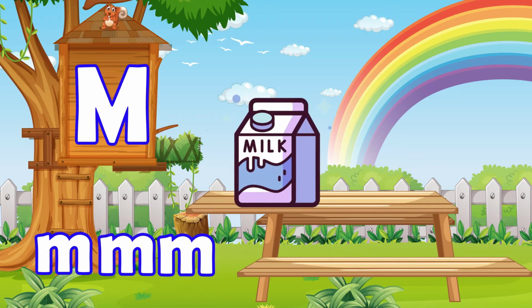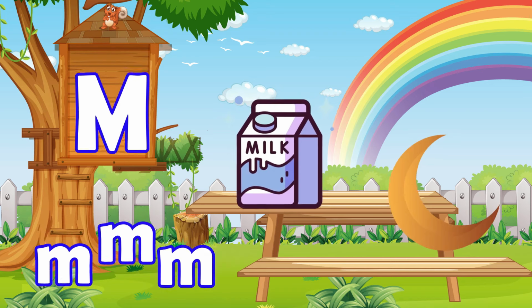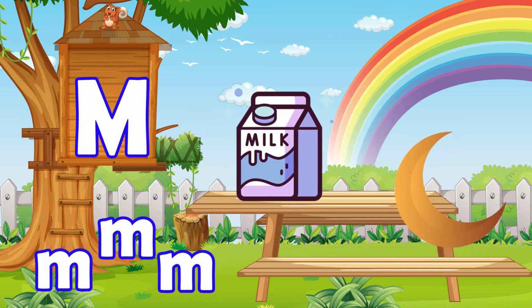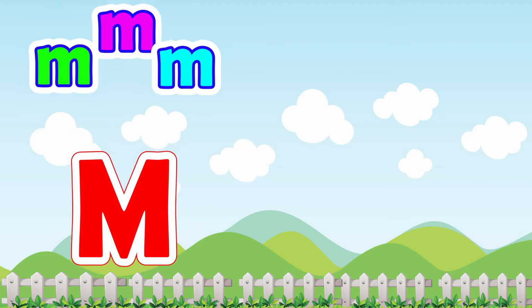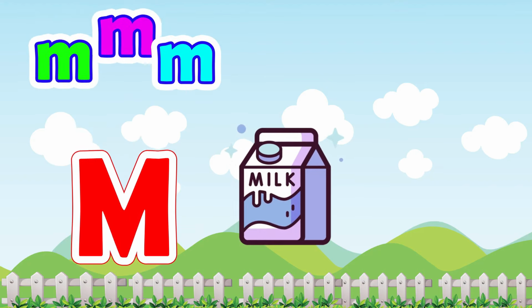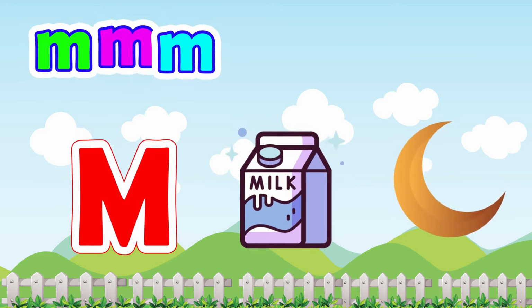M is for mailbox, m, m, mailbox. M is for moon, m, m, moon. M is for m, m, m, m, mailbox. M is for m, m, m, m, moon.